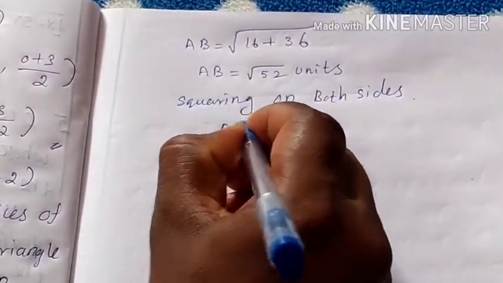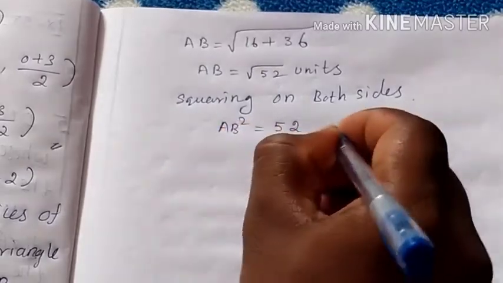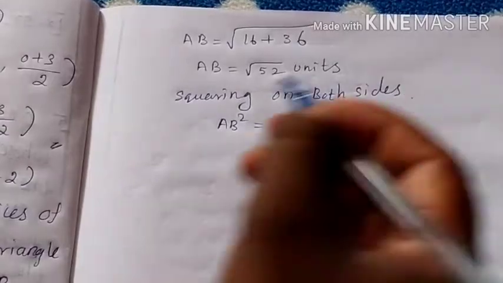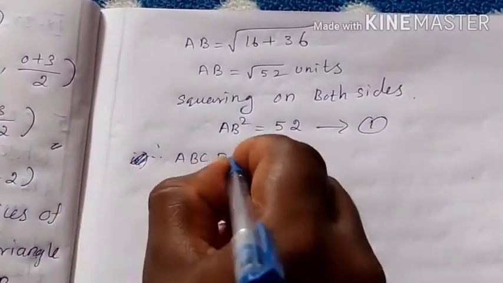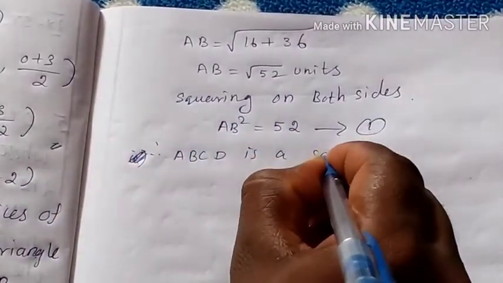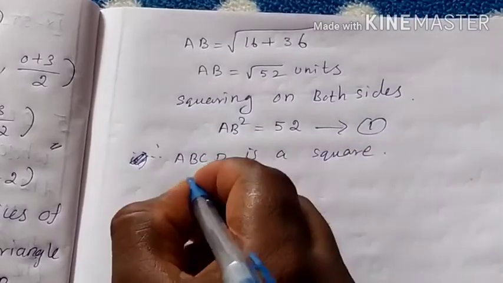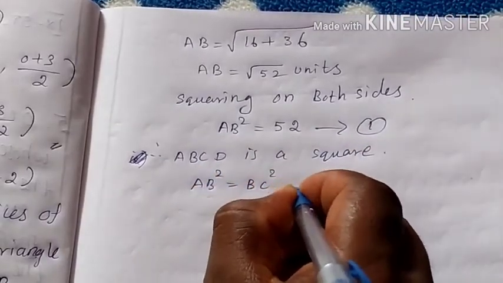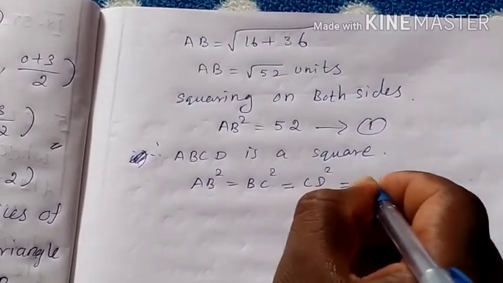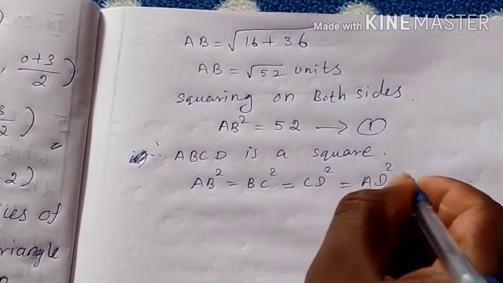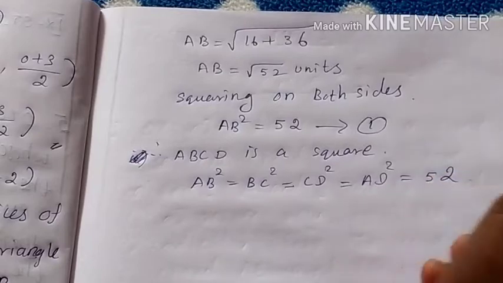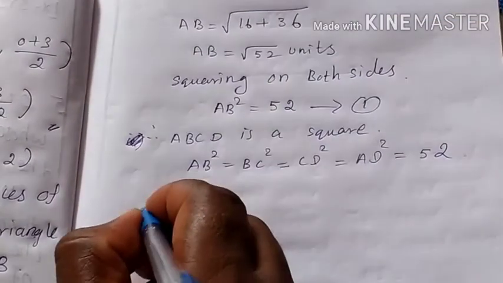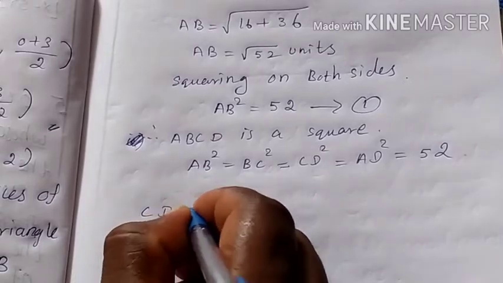AB square equal to 52. Okay, this is number 1. Therefore ABCD is a square. Therefore AB square, BC square equal to CD square equal to AD square equal to 52. All the values are equal to 52. Okay, then find the CD value.